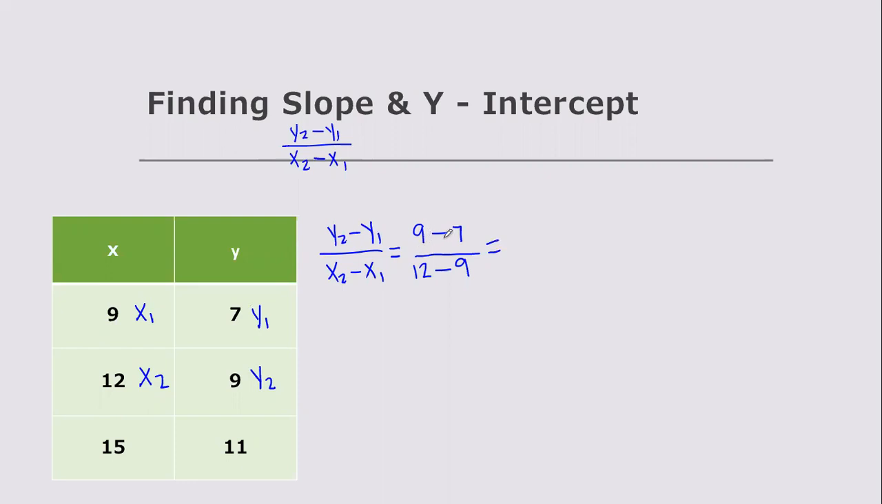So 9 minus 7 gives me 2. 12 minus 9 will give me 3. So my slope is 2/3. Please stop me and ask a question if you're confused about finding the slope.